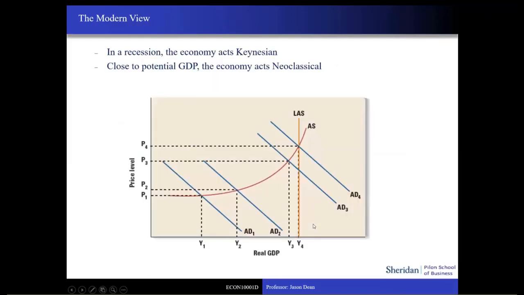So on a diagram, we can think of, in a deep recession, an aggregate demand increase won't have that much of an impact on the price level, which makes sense because you're below capacity. So the firms are able to keep up with that demand by producing more. But when you get close to full employment and many firms are running out of capacity, then increases in aggregate demand will only lead to higher prices. So we can think of the economy acting Keynesian when we're far below potential GDP, and it acts more neoclassical when we're near the potential GDP.